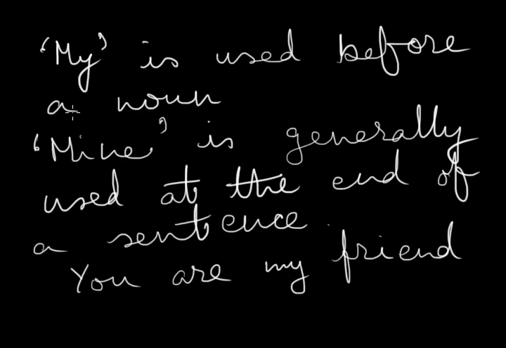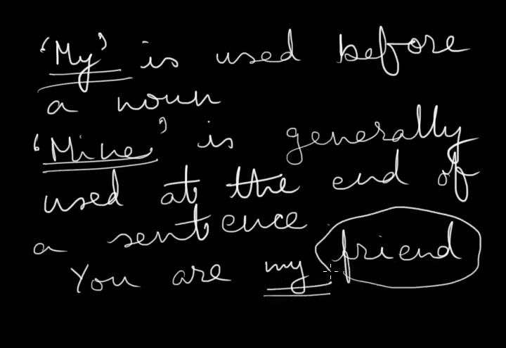So we have to remember that my is always used before a noun. My is used before a noun, whereas mine is generally used at the end of a sentence. Now we cannot say you are mine girlfriend. What we shall say is you are mine, and we should stop there. Like you are my friend. It's okay. See, we are using my before the noun friend. So you are my friend. This is the correct use. You cannot say you are mine friend. No, you cannot say that. So what shall we say? Let us see.